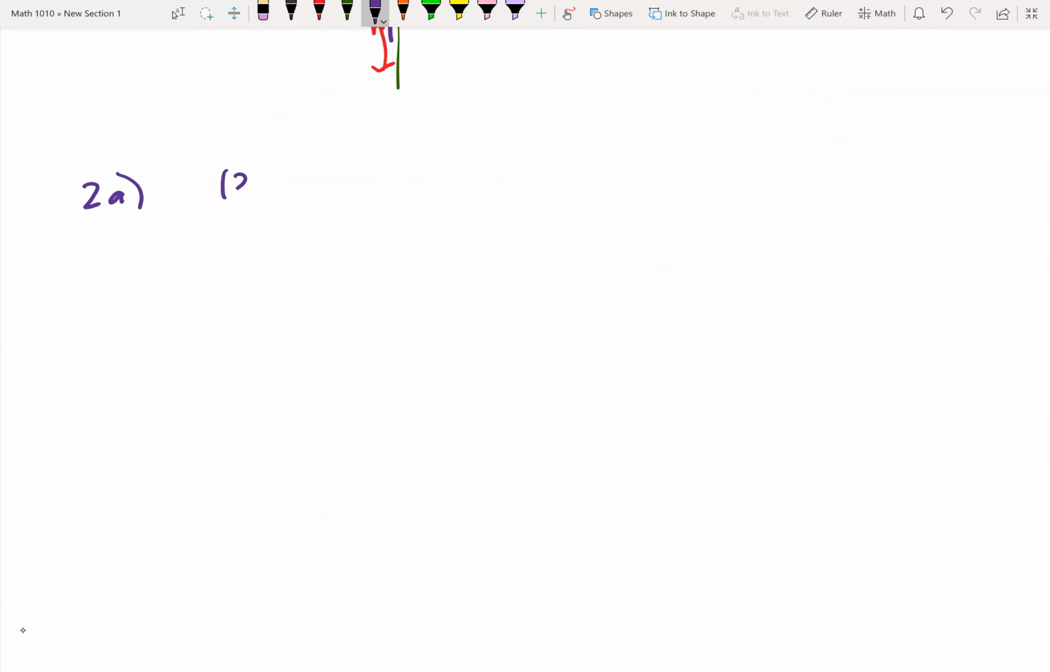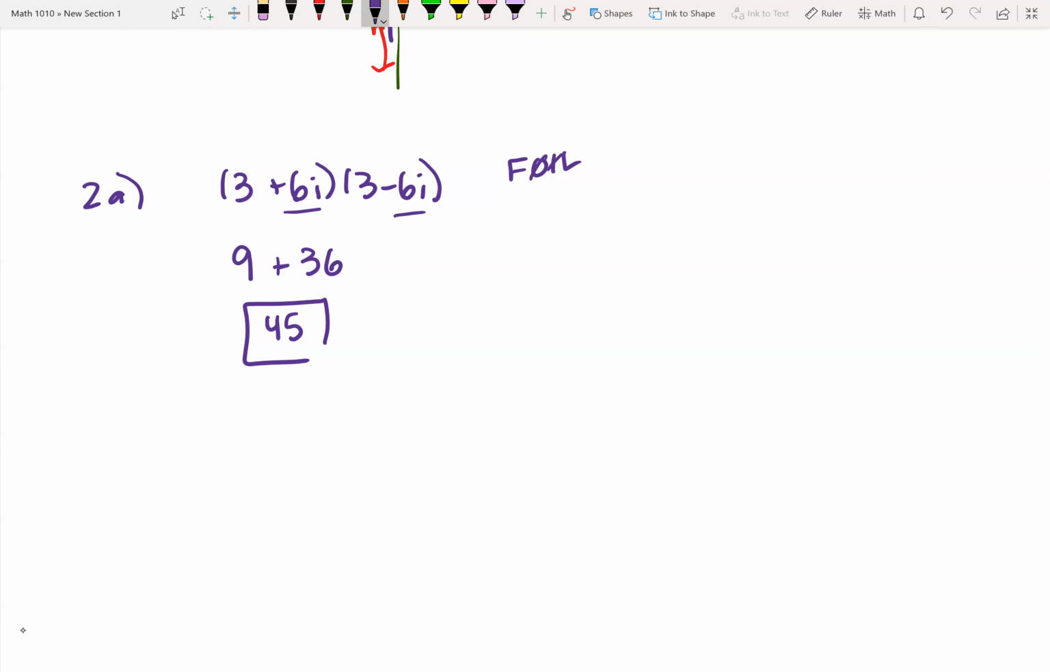Okay, so 2A is 3 plus 6i times 3 minus 6i. First of all, these are being multiplied because there's nothing in between. They're right up against each other. They're both binomials, which would tell me to FOIL. But since they're conjugates, which means identical but the middle sign is different, I actually don't have to do the O and the I because they'll cancel out. So 3 times 3 is 9. A negative 6i times a positive 6i is a negative 36 i squared, which is a -1, add them together, and I get a 45.